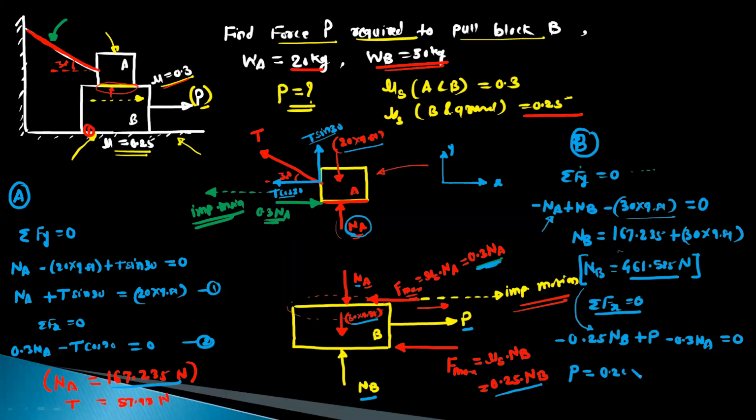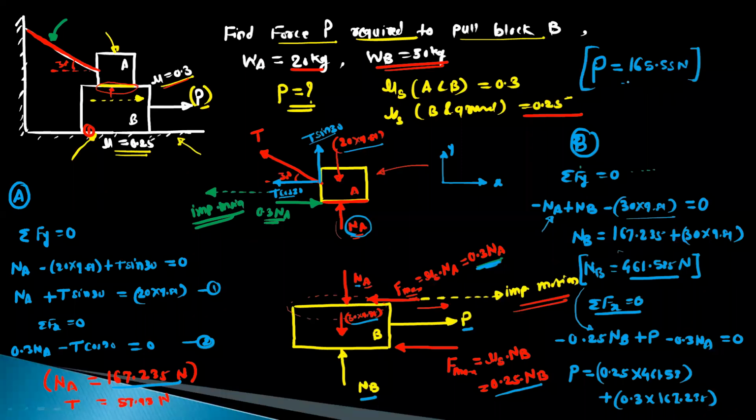From this you will get P equal to 0.25 into NB, 461.535, plus 0.3 into the NA value, 167.235. Solve this equation and get the value of the required force P. From the calculation, the force P is equal to 165.55 Newton.